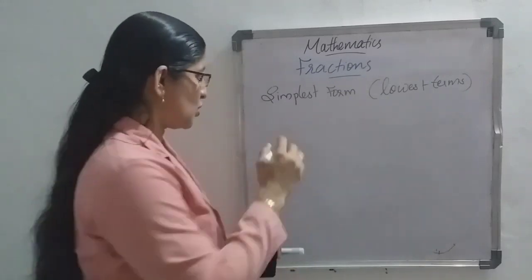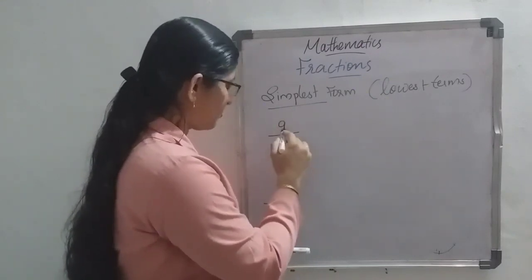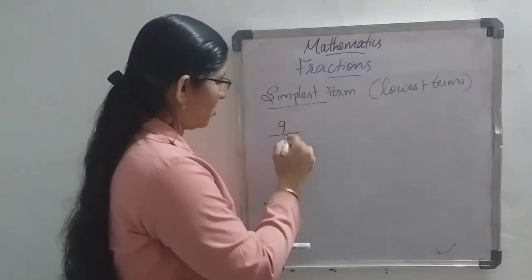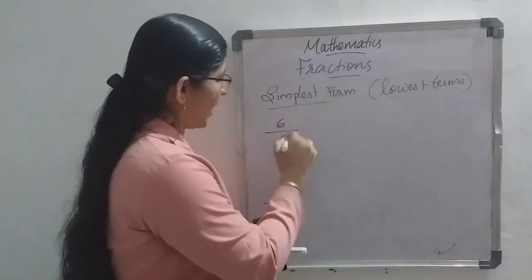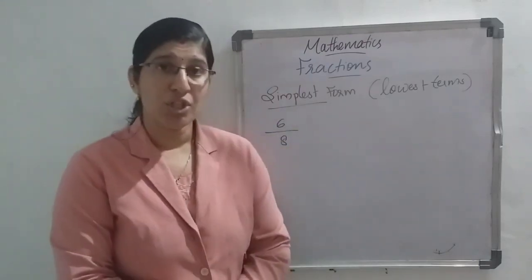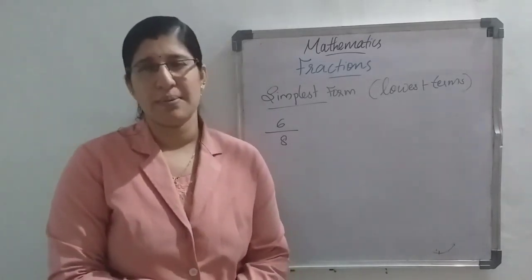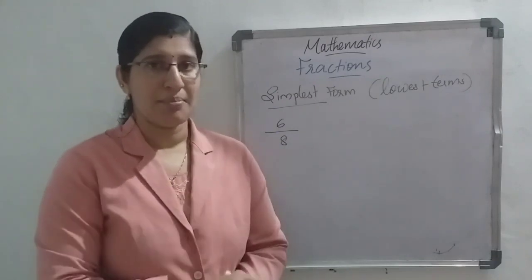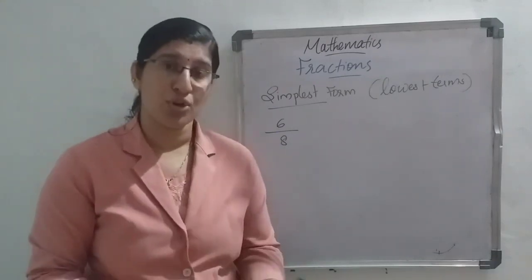How? For example, I will show you a small example. So here it is 6 by 8. You need to find out the simplest form of 6 by 8. How will you find it? 6 by 8 is not the simplest form. How will you understand whether 6 by 8 is in simplest form or not?